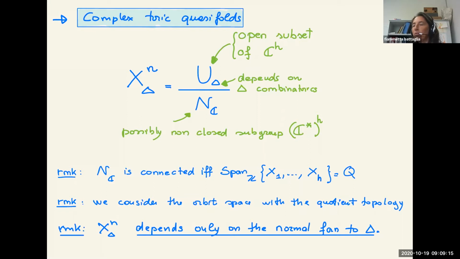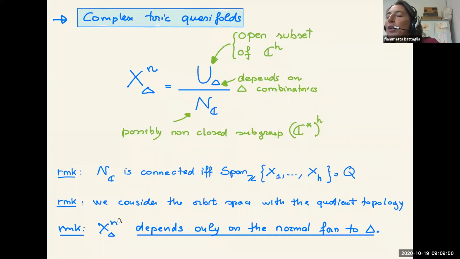Let me remark then that this torus N_C is connected if and only if the span of the normals is Q. This is not always the case. And the topology that we consider on this space is the topology of the orbit space, the quotient topology.